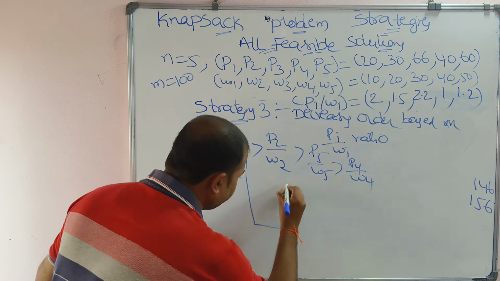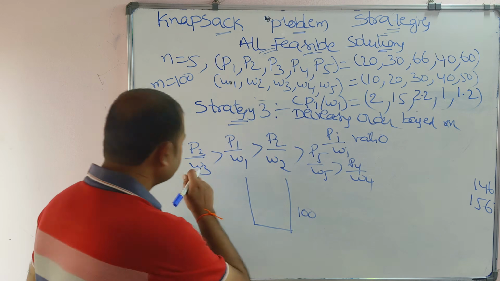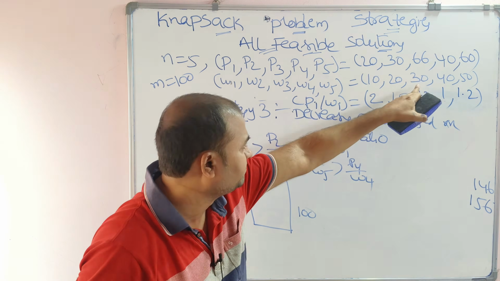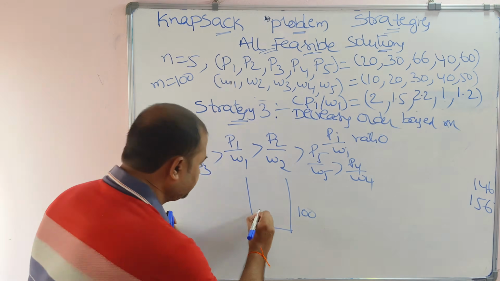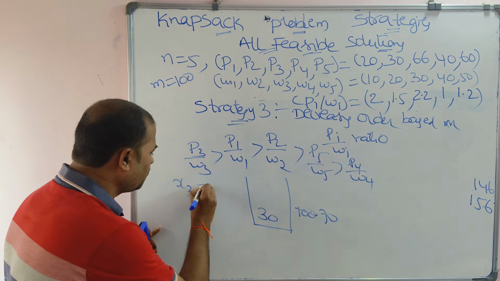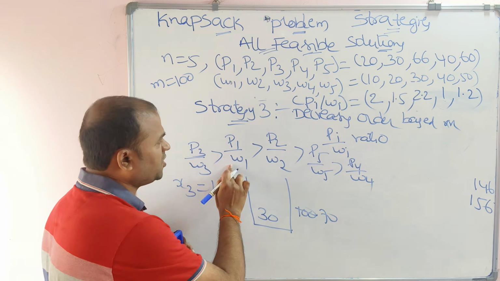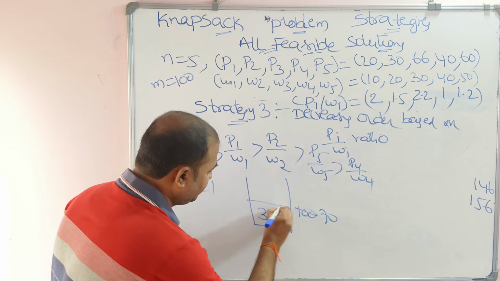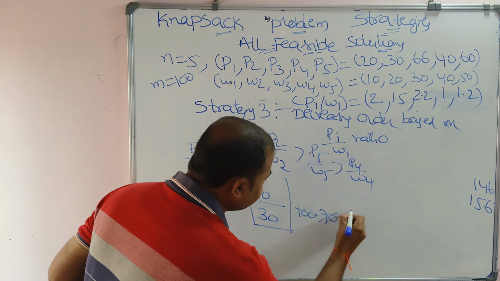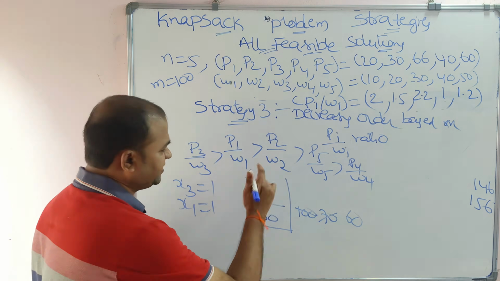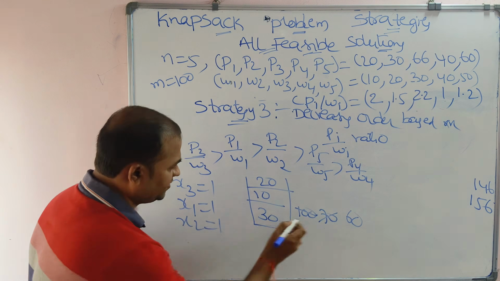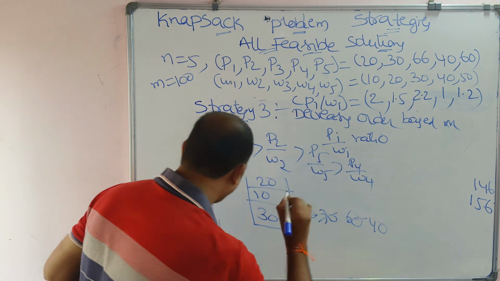Now let us solve the problem. So what is the size of the knapsack? 100 kg. So first we have to place third object in the knapsack. What is the third object weight? 30. So 100 minus 30 means 70. So what is x3 value? 1. Next we have to place first object. First object weight is 10. So x1 value is 1. 70 minus 10 means 60. Next to place second object. Second object weight is 20. So x2 is equal to 1. 60 minus 20 means 40.